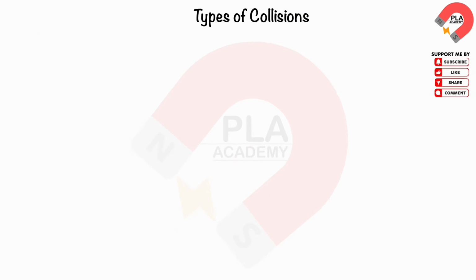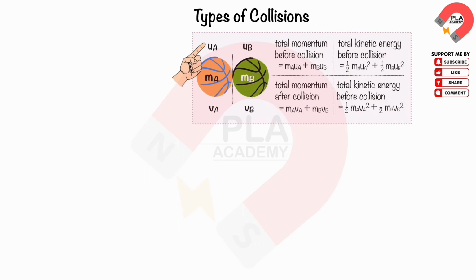Types of collisions. When the ball of mass ma, with the speed ua, collides with the ball of mass mb, with the speed ub, after the collision the ball of mass ma moves with the speed va, and the ball of mass mb moves with the speed vb. Total momentum before the collision like this. Total momentum after the collision like this.